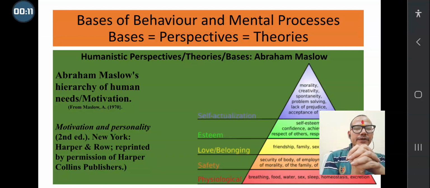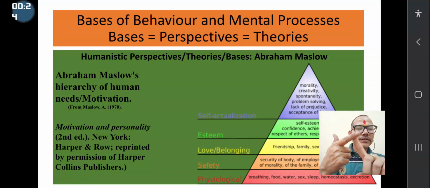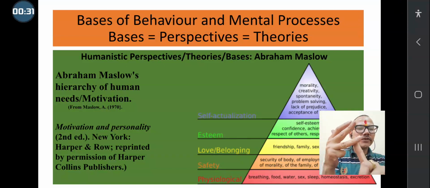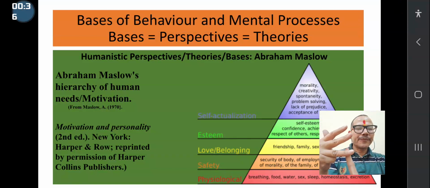In my previous lecture, I taught you about the first dominant, the most important theories of the cause of behavior as well as mental processes. This was the biological theory, number one. Second was the behavioral theory, and third was psychodynamic or psychoanalytical theory. Today I am going to tell you about the humanistic theory of psychology.